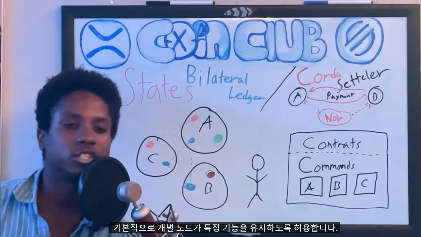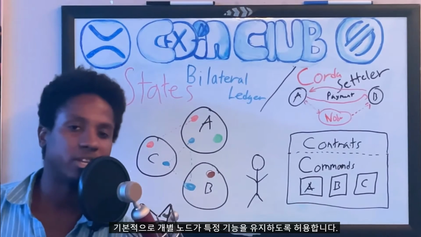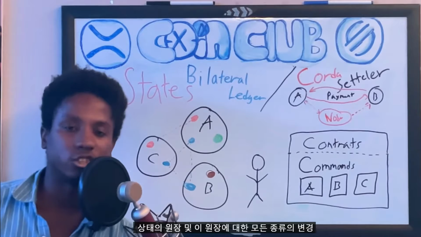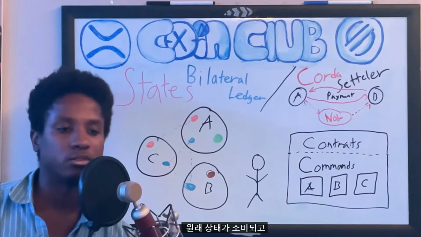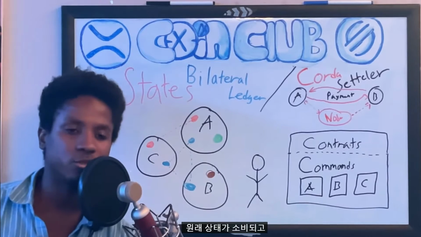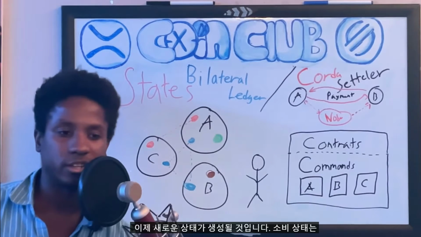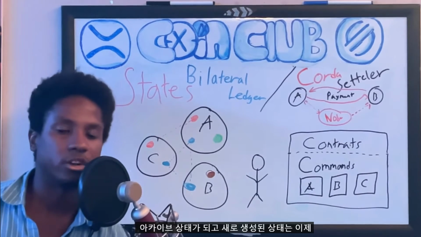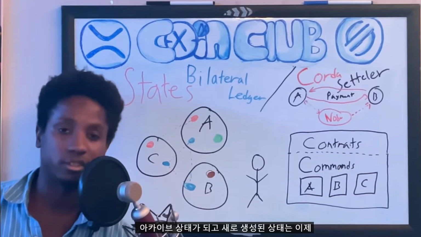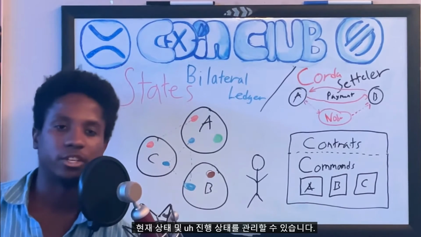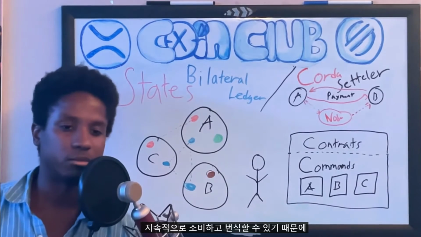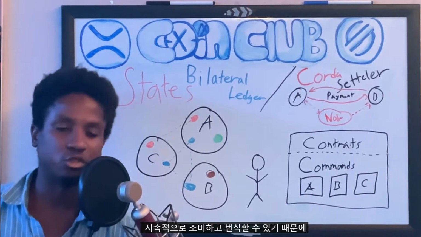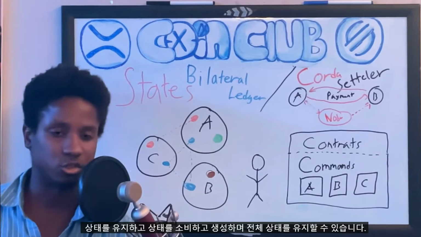Corda essentially allows for the individual nodes to maintain certain features of their ledgers in states. And any sort of change to this ledger will allow for the original state to be consumed and a new state to be created. Now, the consumed state will become an archive state, and the new created state would now be the current state. And it can manage its ongoing states by being able to consistently consume and produce states.